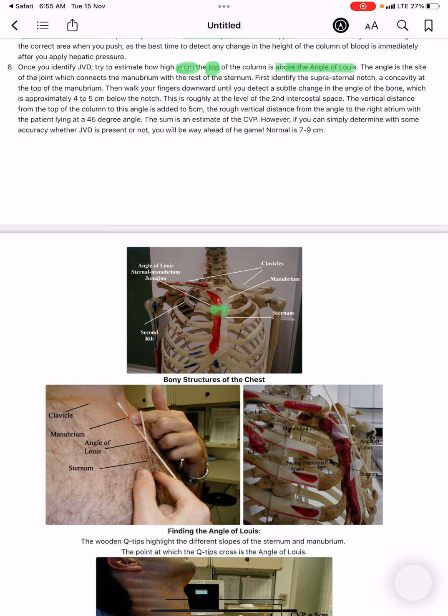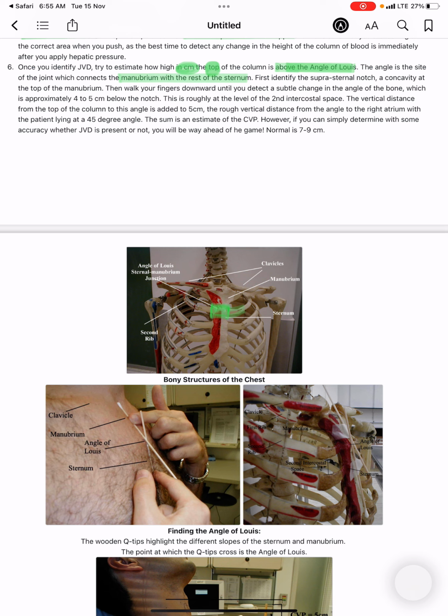The angle of Lewis is the site of the joint. It is the angle which connects the manubrium with the rest of the sternum.